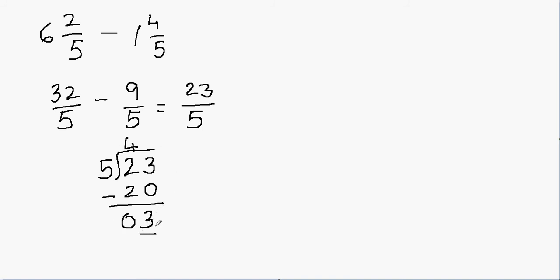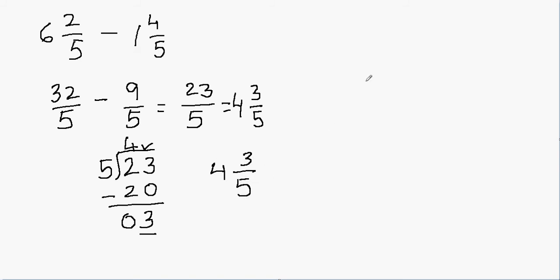Now, how do I write this as a mixed number? The first thing I'm going to write is my main answer, which is 4 at the top. So I'll write 4 first. And then I have to write the remainder. The remainder becomes the numerator, and the divisor becomes the denominator. So 3 is my remainder, and that will become my numerator. And 5 is my divisor, and that will become my denominator. So my final answer will be 4 and 3 over 5.